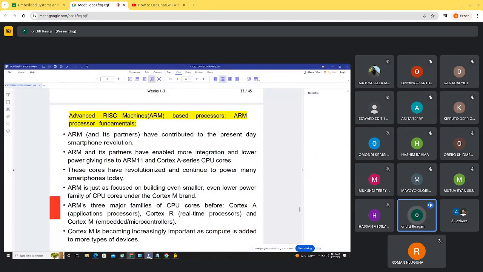As I was saying, you should understand that ARM processors are basically used to implement the core, the microcontrollers that we use on your mobile phones today. ARM just focuses on building ever smaller chips. They keep on reducing because, as we say, it is a reduced instruction set. So they keep ensuring that they have smaller and smaller chipsets that can be implemented on different types of portable equipment.